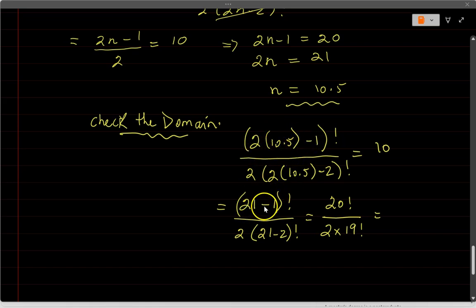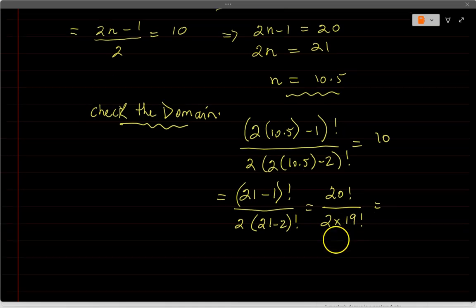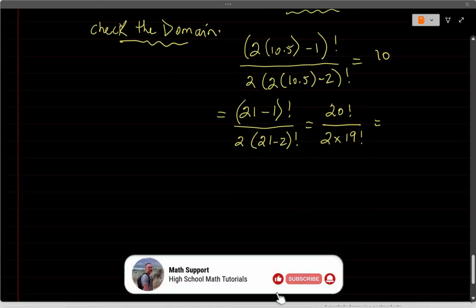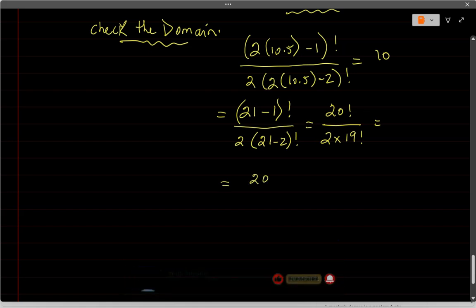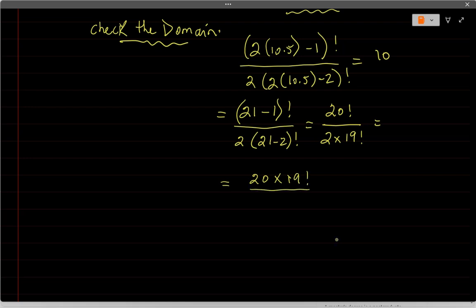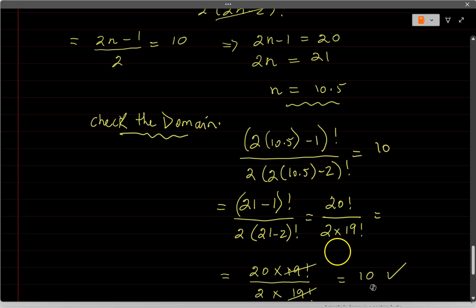You get 21 minus 1 factorial over 21 minus 2 factorial in the bracket times 2 in front, and you get 20 factorial over 2 times 19 factorial, because 21 minus 2 is 19, that's 19 factorial. Now you can actually use your calculator, but you can also break down the 20 on top. That would be 20 times 19 factorial divided by 2 times 19 factorial. The 19 factorials are common factors. 20 divided by 2, that is 10. Fantastic. So n is a solution.